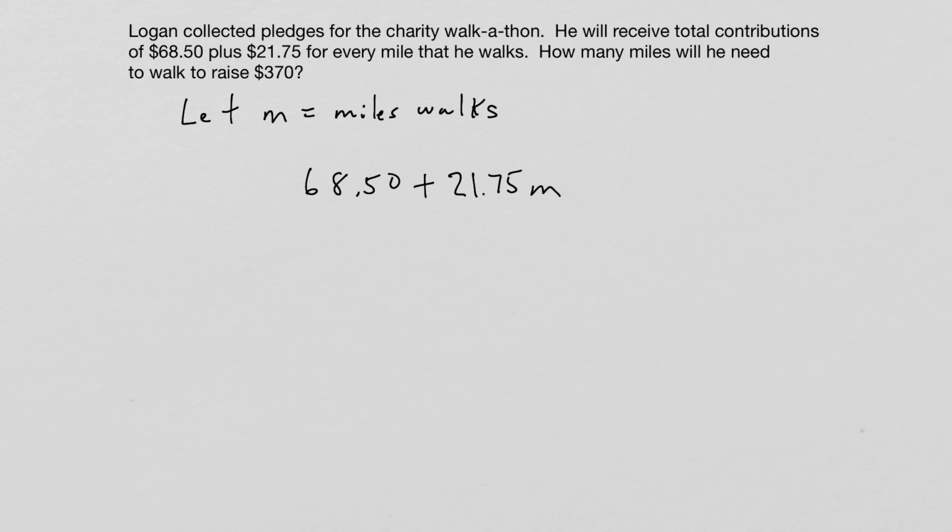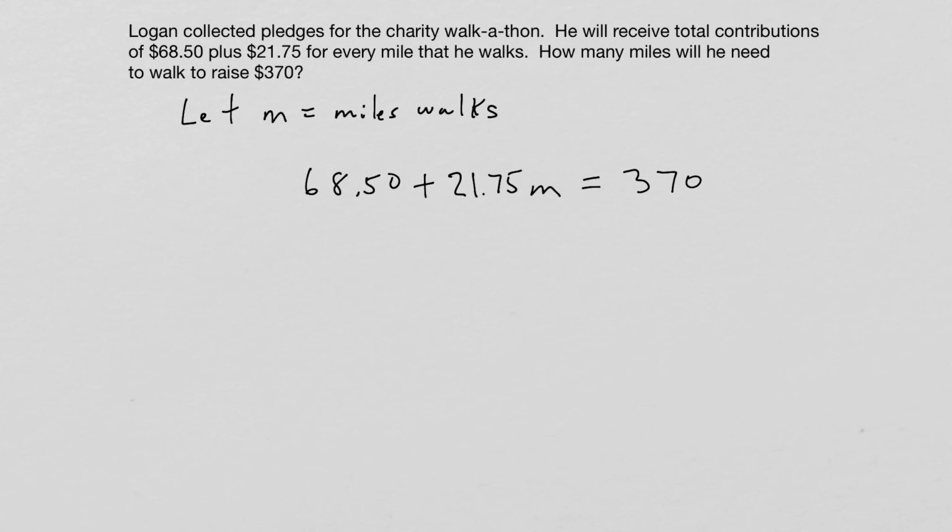Okay. Now the question is, how many miles will he need to walk to raise $370? So the goal is to reach 370, and therefore this equation must equal 370. This way we can solve for m, or the number of miles he needs to walk. Once this problem is set up, now we can solve for m.